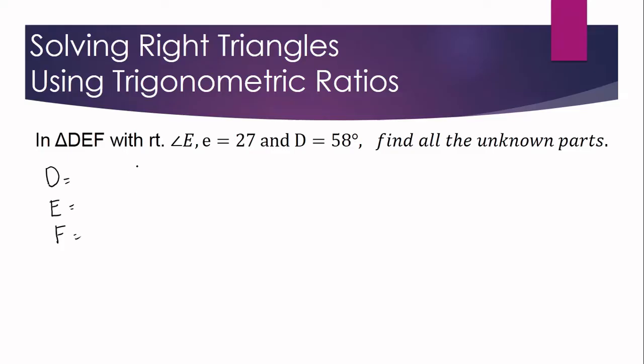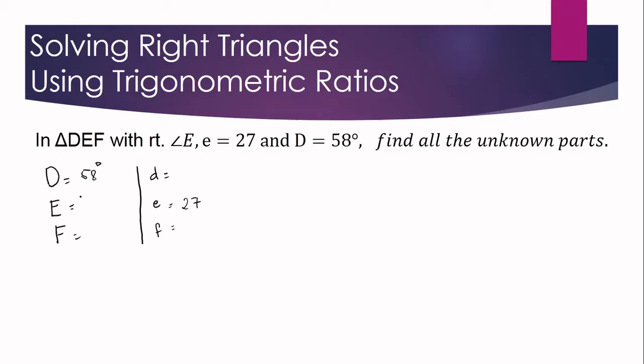So kukunin natin ang measure niyang yan. At the same time, we are going to get also the sides. We are going to use small letter. So small letter D denotes side D. So we have side E, and then we have side F. Looking at our given, ilagay na natin, our side E is 27 units and our angle D is 58 degrees.